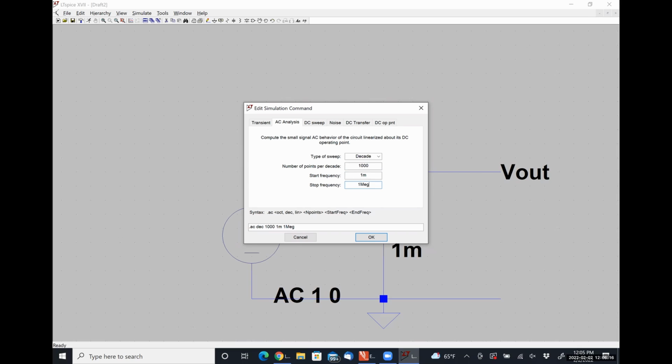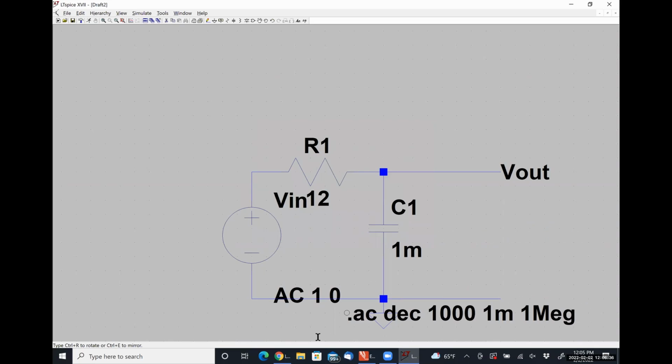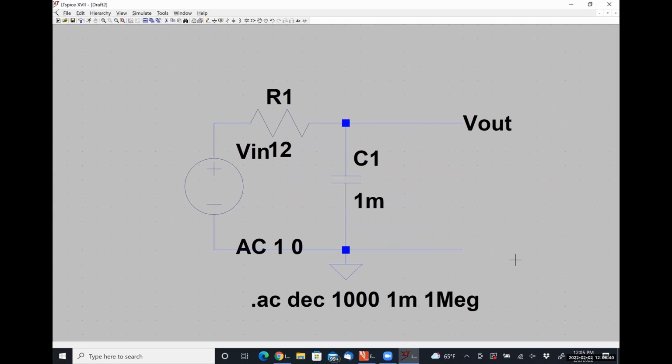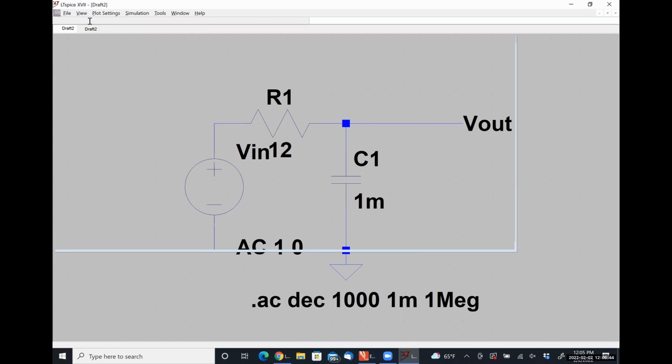Okay, so it's going logarithmically. That means you get 1,000 points from one decade to the next. So from 10 to the -3 to 10 to the -2 should be 1,000 points, 10 to the -2 to 10 to the -1, another 1,000 points, etc. Let's see what happens here. Drop this on the bottom, and then run my simulation.